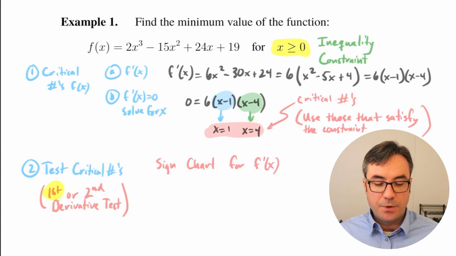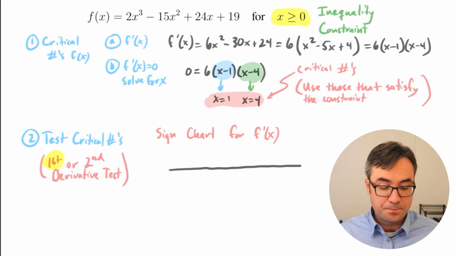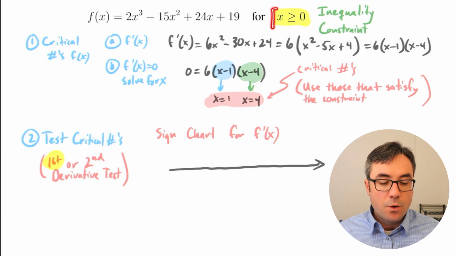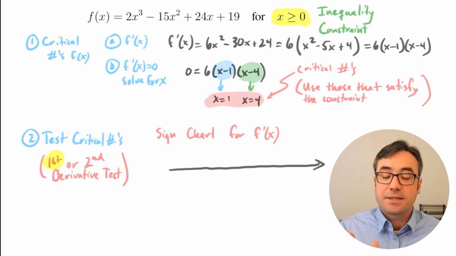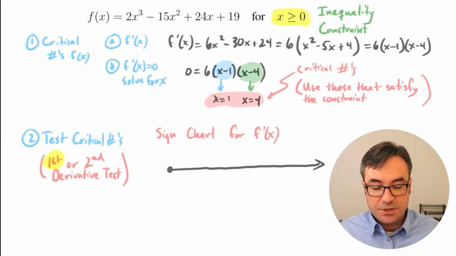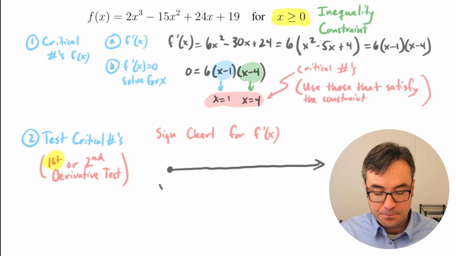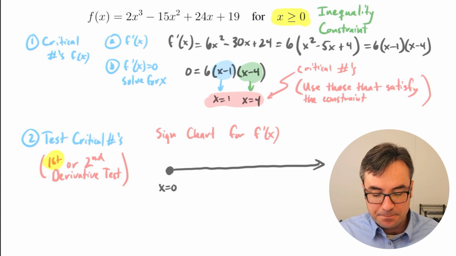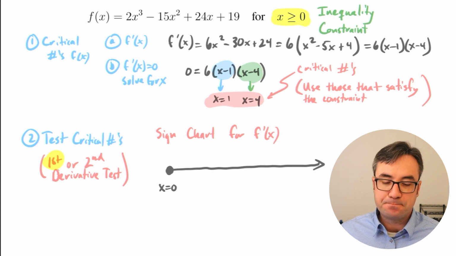All right, so when we do our sign chart for f prime, we're going to draw the x-axis. There it is. And when we do this, we also want to keep in mind our inequality here. So we're not going to draw all of the x-axis. We're going to start our section of the x-axis at x equals 0 here. So we're also going to plot x equals 0. And that's going to be an endpoint. So we're keeping in mind again that this inequality constraint is here.